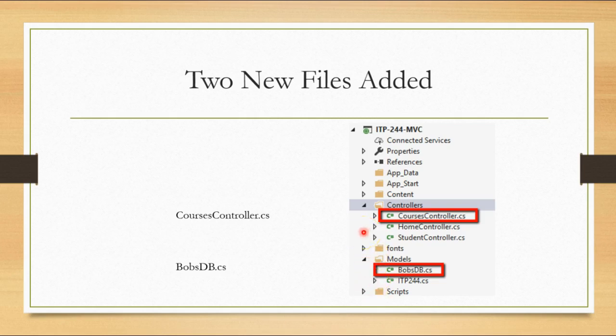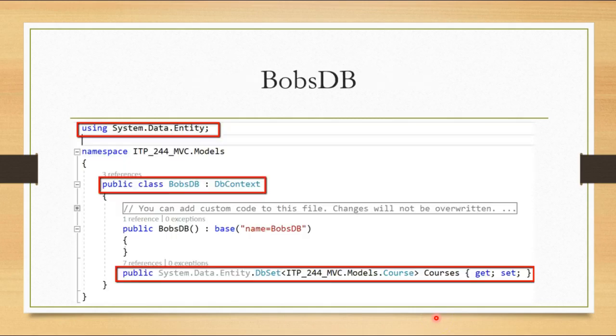Now you notice we have two new files added. Under the controllers folder, CoursesController is added. And under our models folder, we have a new file called BobsDB. Let's take a look at BobsDB first.